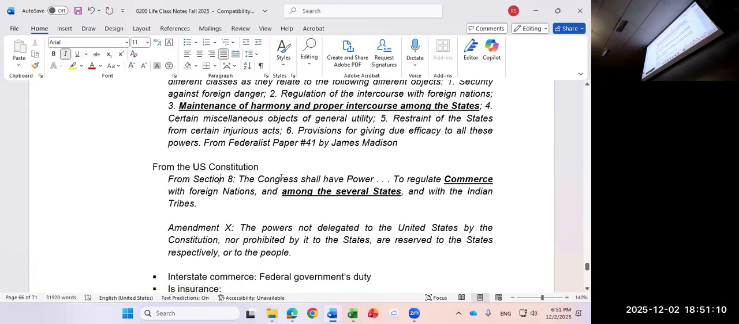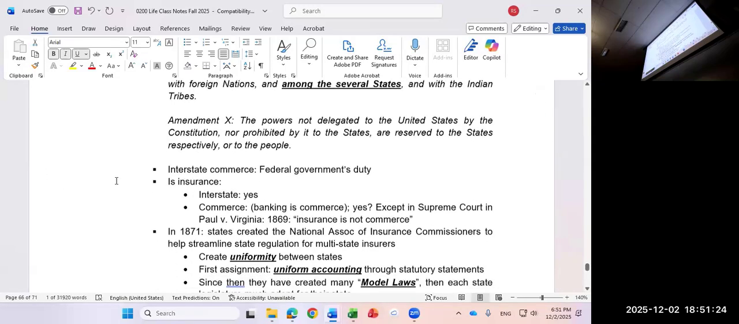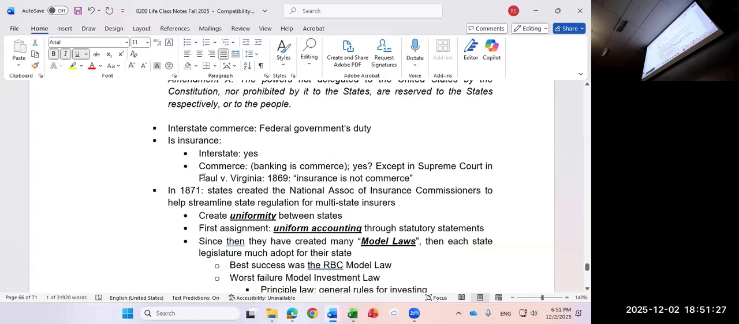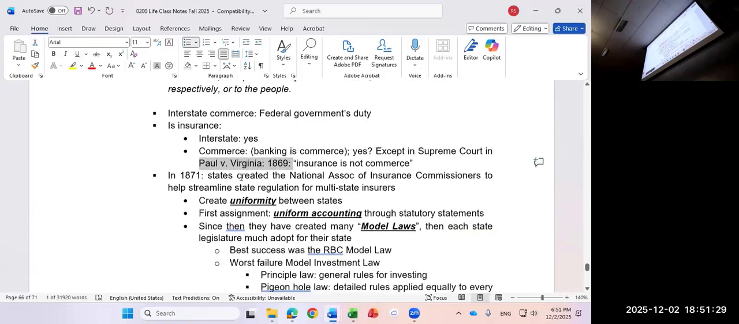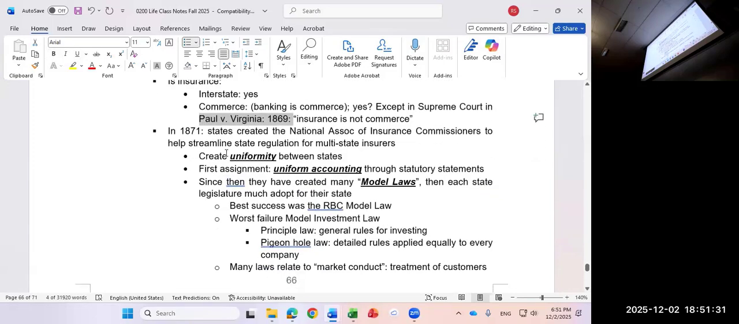In Section 8, Congress regulates commerce among the states. So that word commerce is really important. Is insurance commerce? It seems obvious to me insurance is commerce. If banking is commerce, insurance is commerce. It's really obvious. But we had a test of that in 1869, Paul versus Virginia.